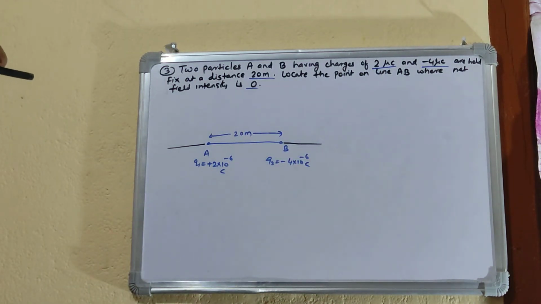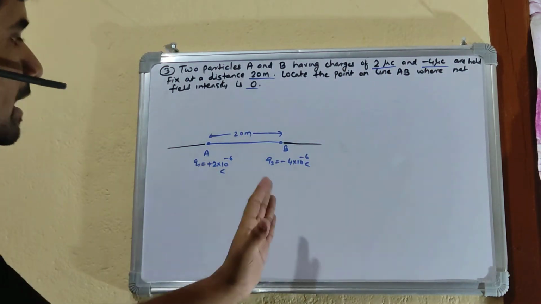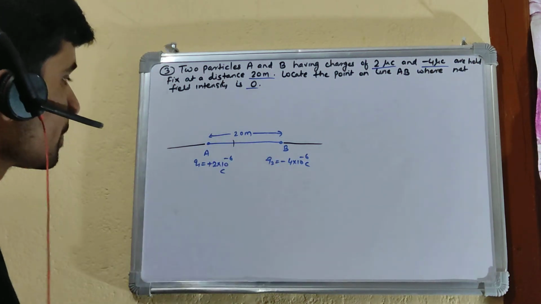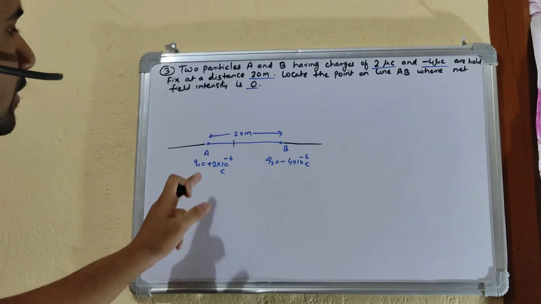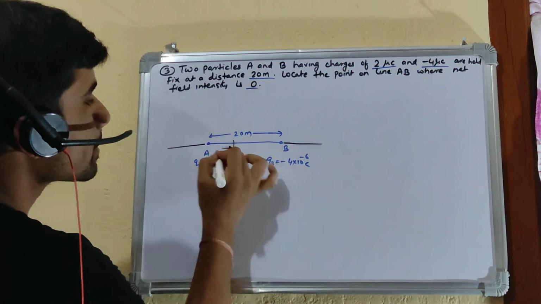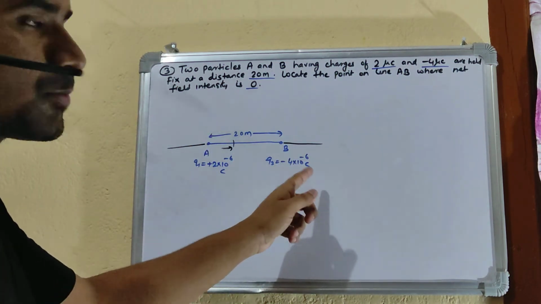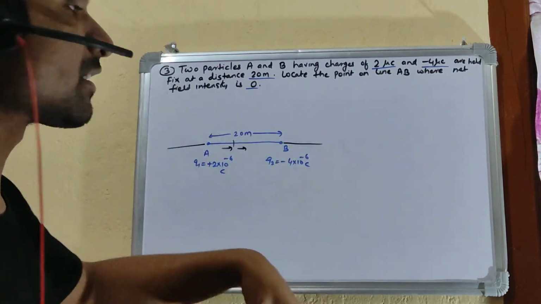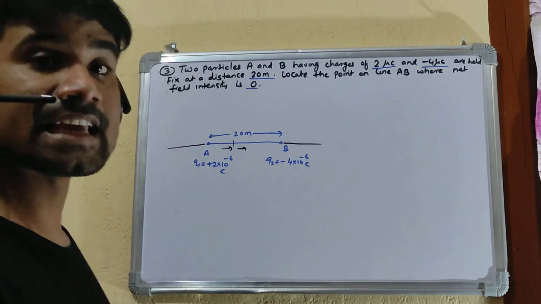So let's talk about a point in between A and B. Let's take any point in between AB. Electric field due to A is away from A. At the same point, because of B, it will be towards B. So this is an aiding electric field. Both electric fields are aiding each other.